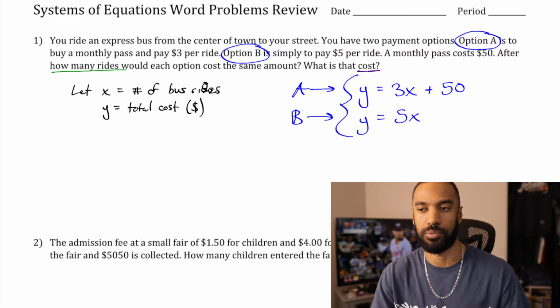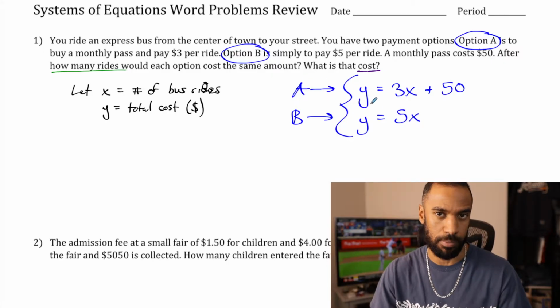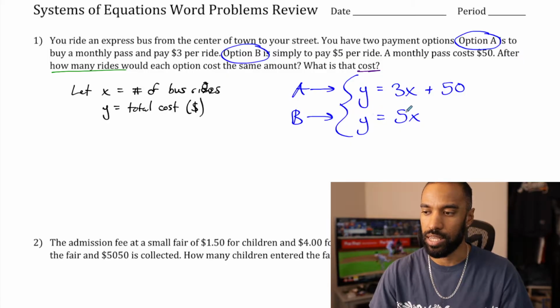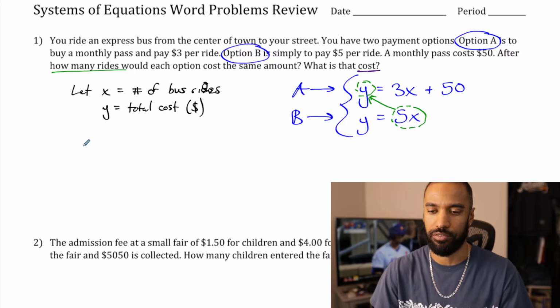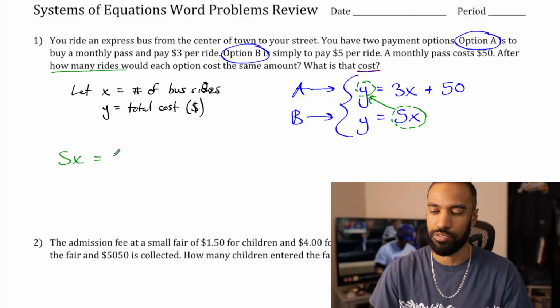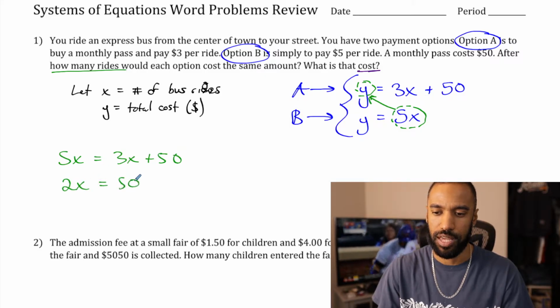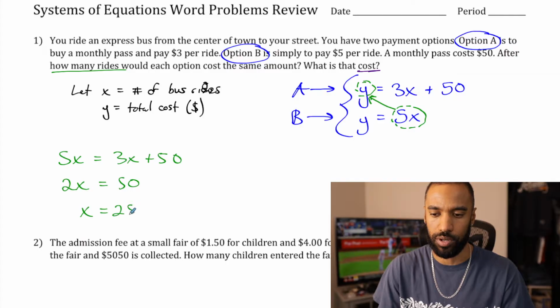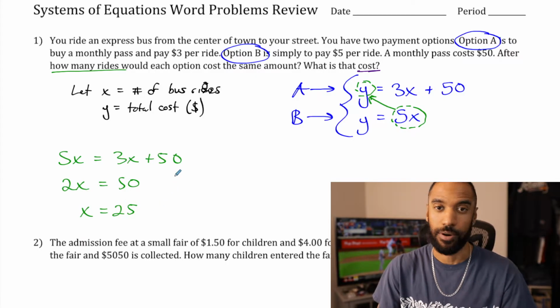This is where you solve your system. I don't want to over-explain the solution portion of this, but I want to use the substitution method. y equals this, y equals that. You can take this expression like 5x and substitute it for y in this equation, so you're down to just one equation with one variable. We'll have an equation that now says 5x equals 3x plus 50. If I subtract 3x from both sides, I'll get 2x equals 50. If I divide both sides by 2, I get x equals 25. That means it'll take 25 rides for us to pay the same amount.